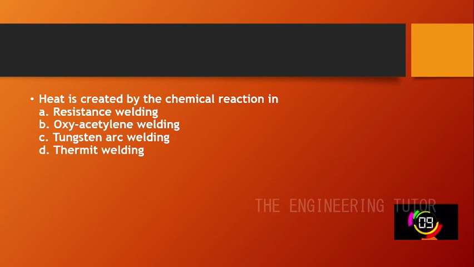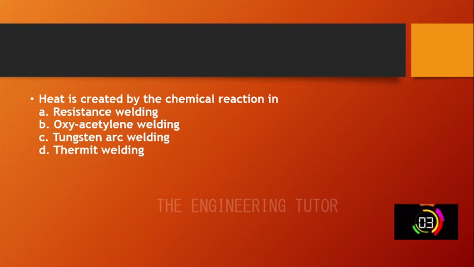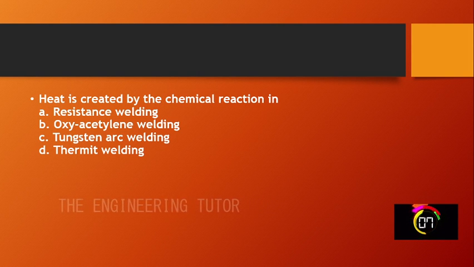So in resistance welding, we will be using electricity. In oxy-acetylene welding, we will be using acetylene and oxygen to produce the heat, and in tungsten arc welding, we will be using the arc to produce the heat. In thermite welding, we will be using the chemical reaction to produce the heat.